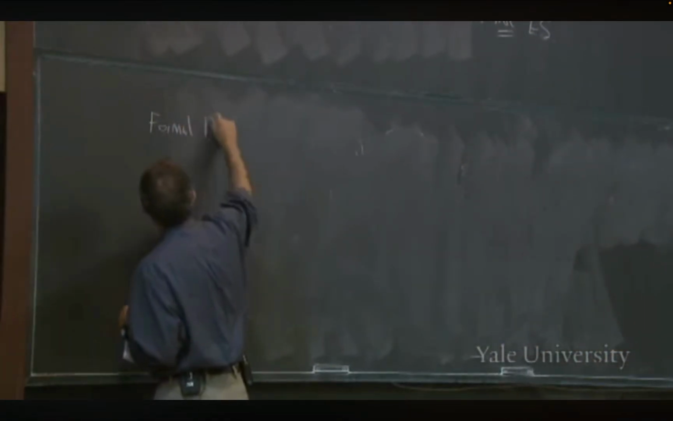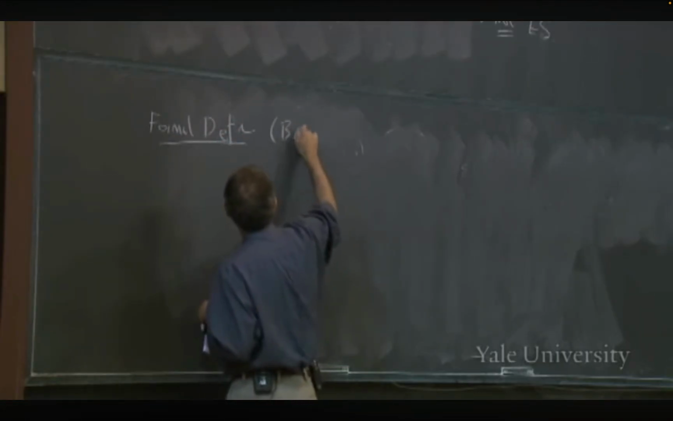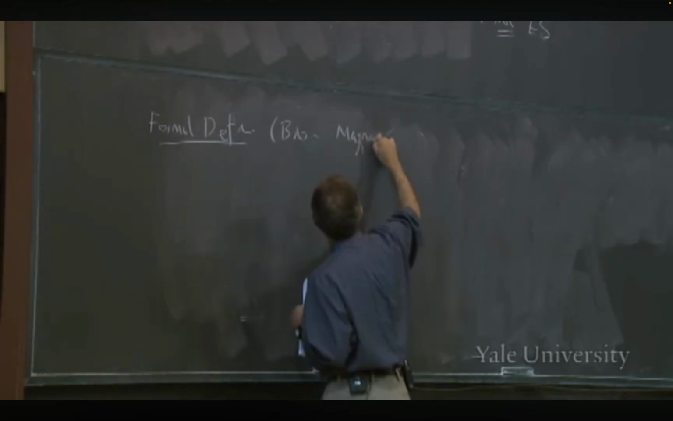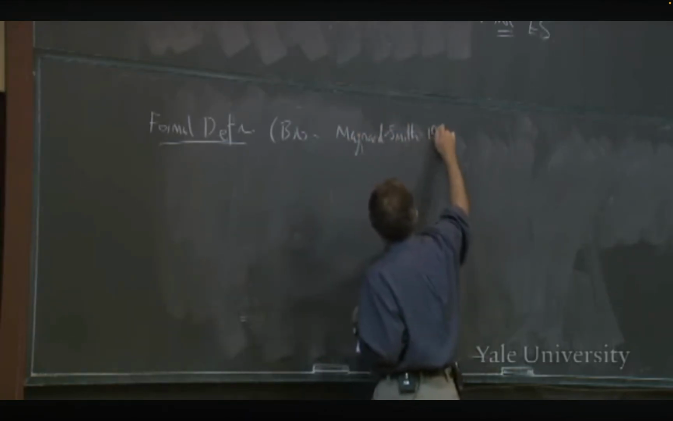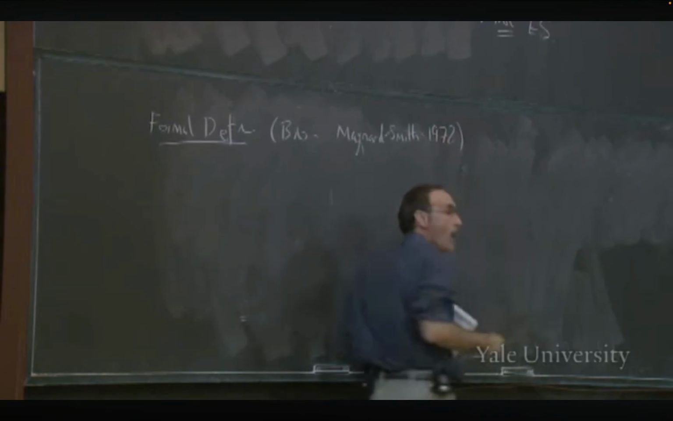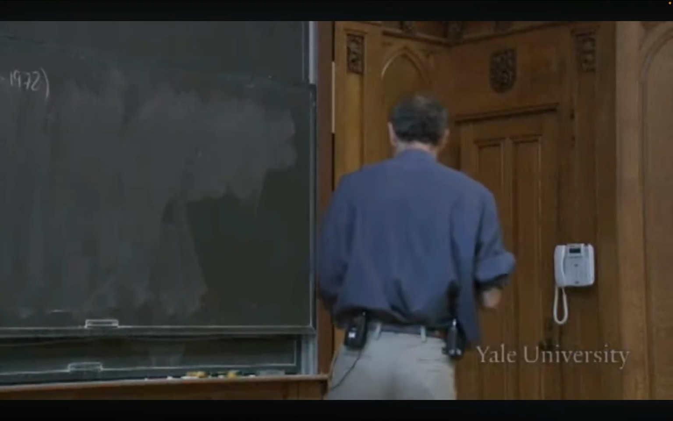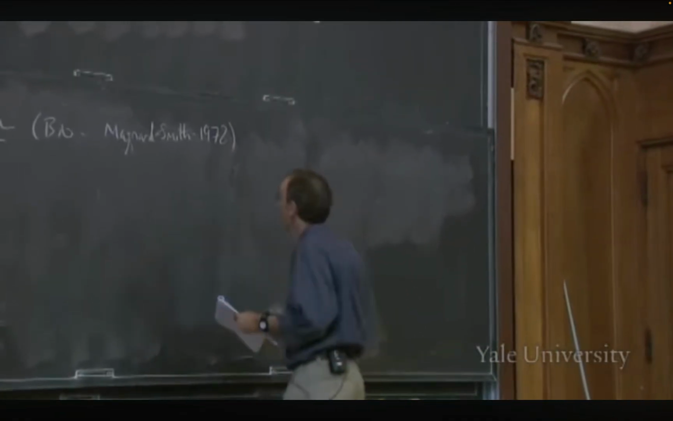This is a formal definition. It comes out of biology, and in particular, it's due to a guy called Maynard Smith, who wrote this in 1972. So obviously the earlier idea is due to Darwin, but this formal idea is due to Maynard Smith. All right, so here's our formal definition.